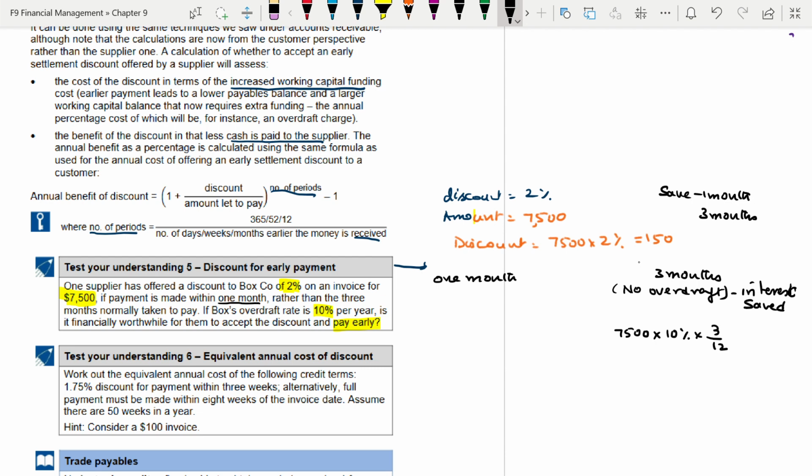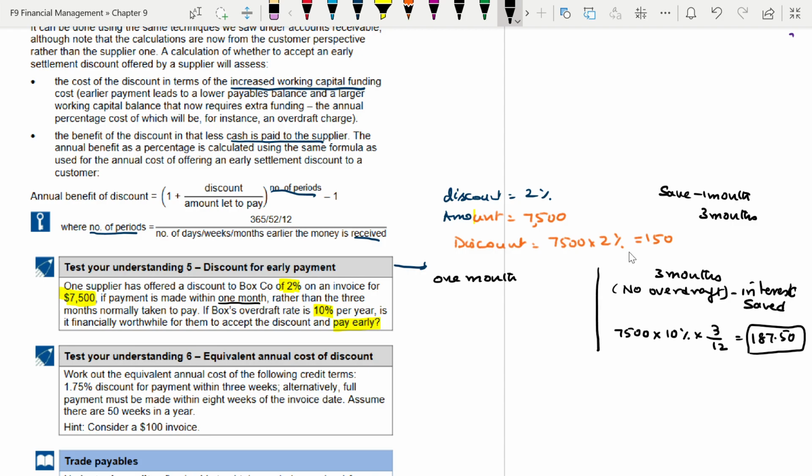7,500 times 0.1 times 3 divided by 12. It comes to how much? It comes to 187.5. This much amount you will save if you are not taking overdraft, if you pay within 3 months.